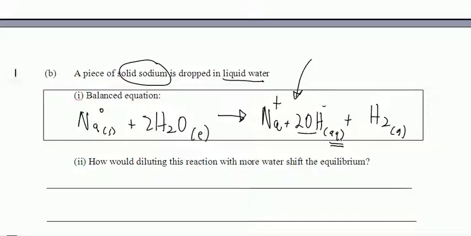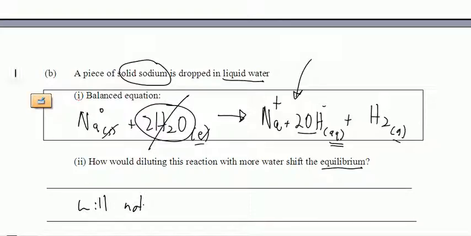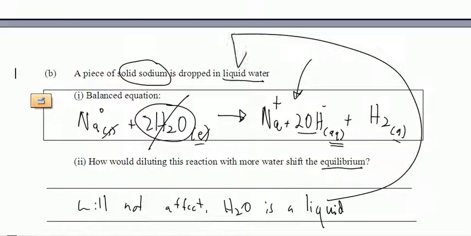So, initially, how would diluting this reaction with more water shift the equilibrium? So, the gas counts, aqueous counts, the liquid doesn't count, and the solid doesn't count. How would diluting this reaction with more water affect the equilibrium? Nothing. It will not affect. H2O is a liquid. According to this, it tells you it's a liquid. Liquids do not affect the equilibrium.